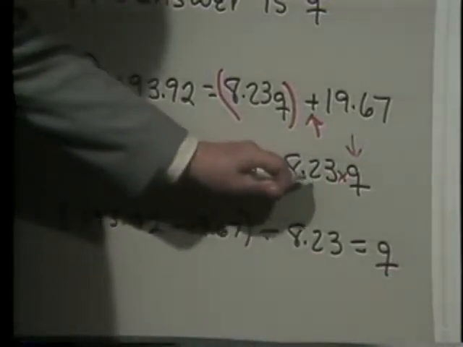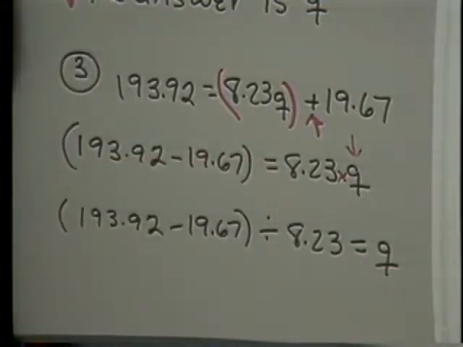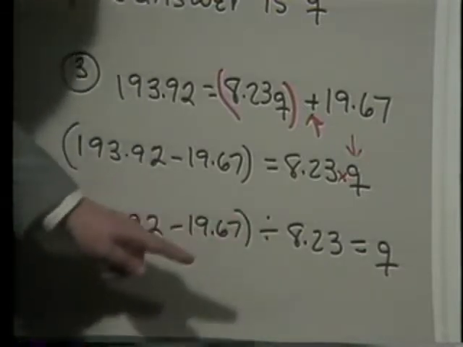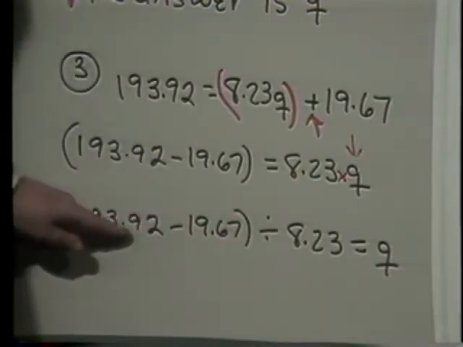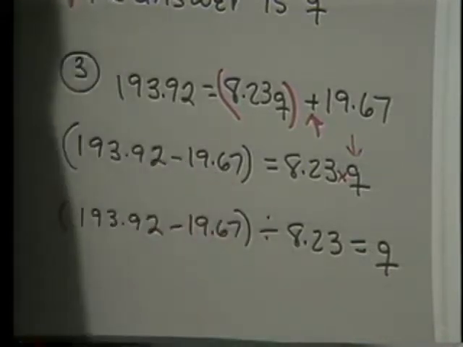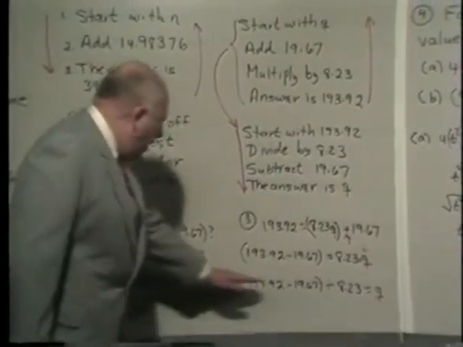If I divide by 8.23 on one side, I divide by 8.23 on the other side, and now you see the final recipe says what? To find Q, I start with the 193.92, I subtract 19.67, then I divide by 8.23. I think we can get both of these in together.